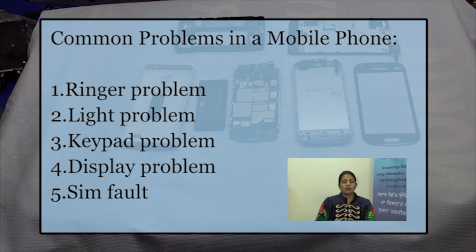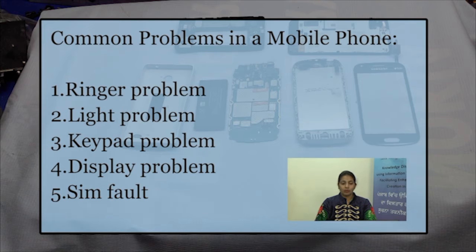Now let us talk about some small common problems that can occur in mobile phones that will help you to start the course. Like the ringer problem, that is, if the ringer is not working or the sound is not clear, then what do you have to do? First of all, check the ringer settings in the phone.